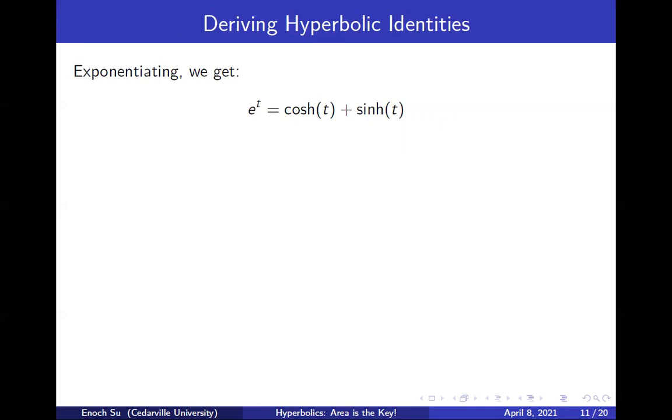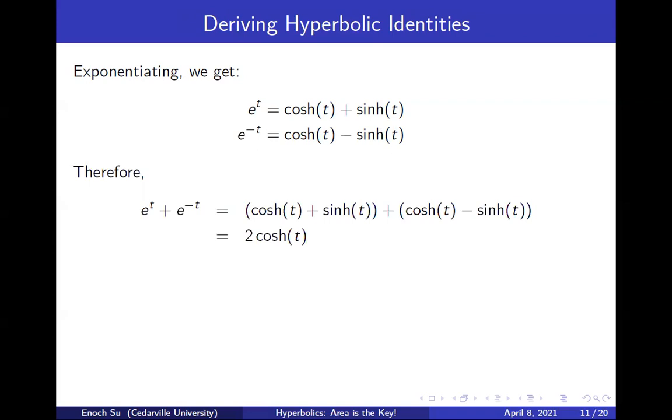And to get e to the negative t, all we have to do is substitute in negative t where t is. But now using our knowledge of odd and even functions, cosh of t is an even function, so cosh of negative t equals cosh of t. And since sinh of t is an odd function, sinh of negative t equals negative sinh of t. Now we're getting closer. What we can do is add e to the t plus e to the negative t and get 2 cosh t when we work it out.